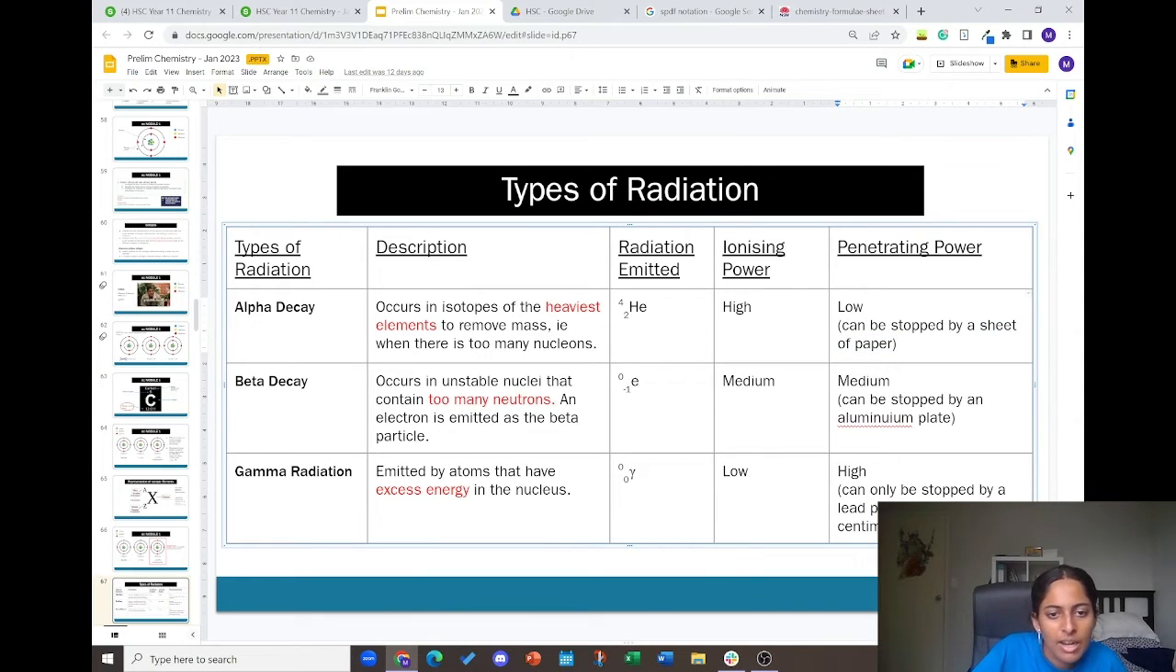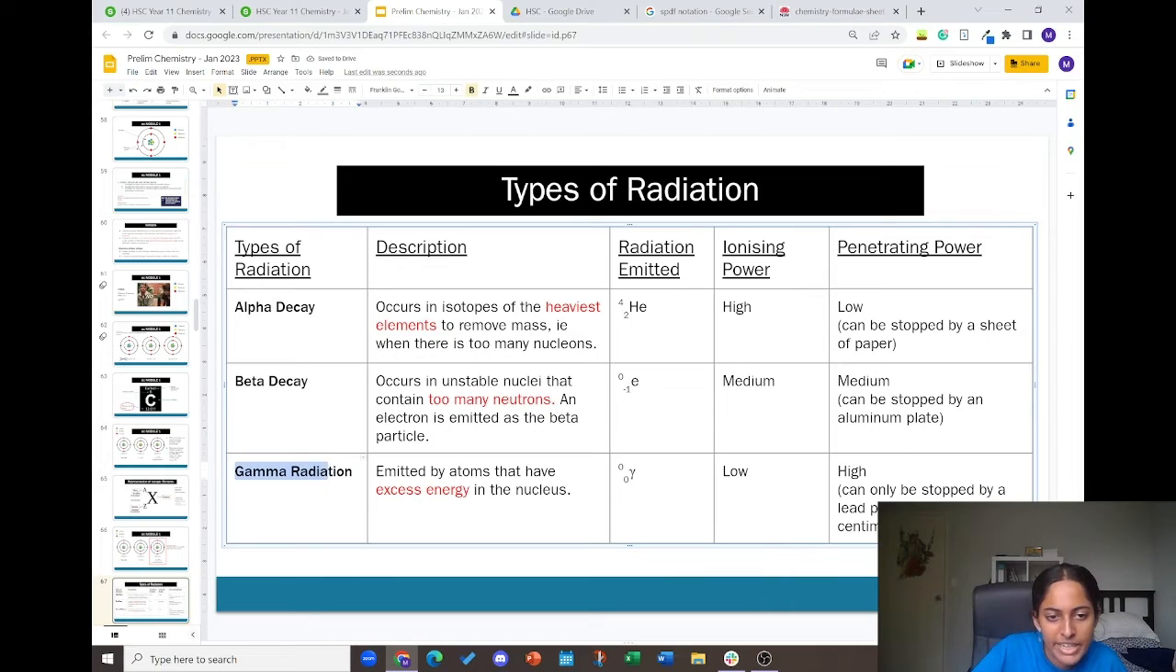For beta decay, this occurs when you have too many neutrons. In this case, what happens is that an electron is being emitted, and that's why you have -1 as a charge over here. And this can be stopped by an aluminium plate. Aluminium has the wrong spelling, I just realized that.